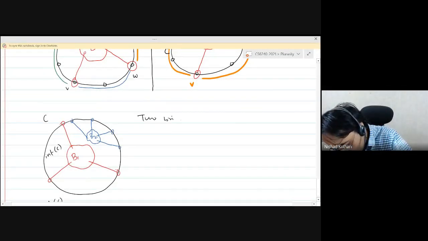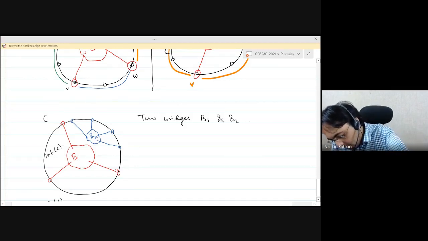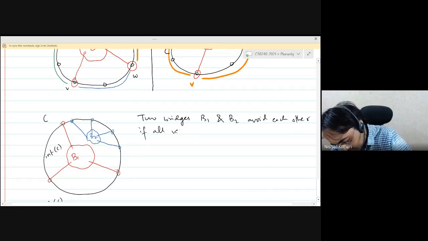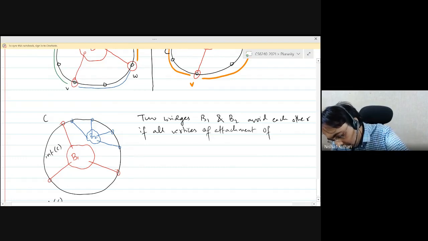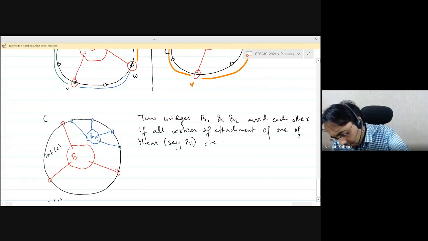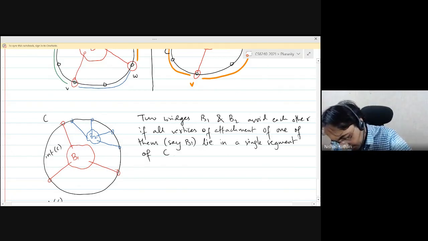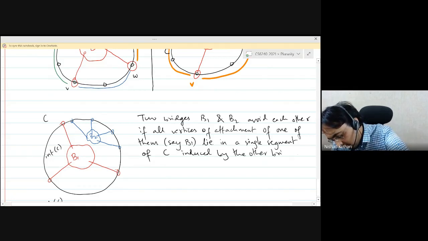So two bridges, B1 and B2, avoid each other if all vertices of attachment of one of them, if you like, you can think of B1, lie in a single segment of the cycle C induced by the other bridge, say B2.